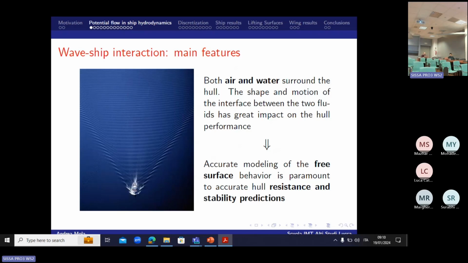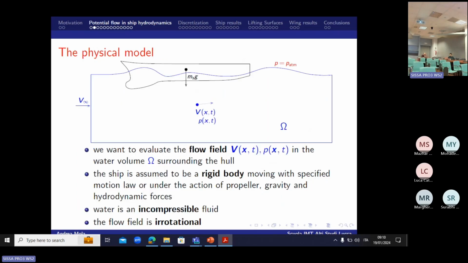The main trait of this problem is that both air and water surround the hull. So we have two fluids surrounding the hull, and unless we accurately reproduce the behavior of the free surface, which is the sharp surface that divides water and air, we're not getting the resistance right. The physical model is pretty much represented over here. Of course, we want to evaluate the flow field, so the velocity and pressure field, in our case only in the water volume that surrounds the hull.